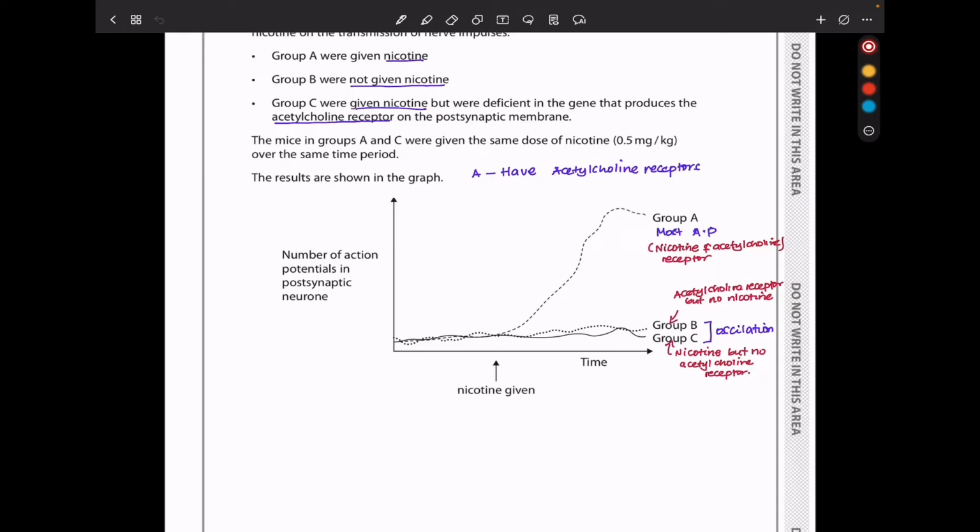But in group B, we do not have nicotine, so even though the acetylcholine receptors are going to be there, there is no increase in the number of the action potentials. In group C, nicotine is provided, but there are no acetylcholine receptors. That means there is no change in the sensitivity, and therefore the number of action potentials does not change. So we see group B and C have similar action potentials, while group A, there was a greater increase.